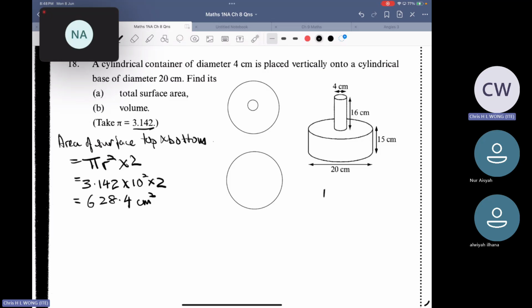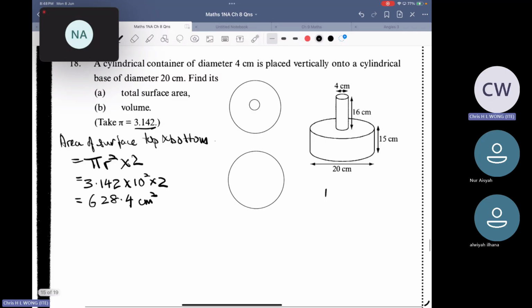Now, the area of the small cylinder, because there are two cylinders, right? One is here. We need the surface area of the small cylinder and the surface area of the big cylinder. So I'll find the area of the small cylinder first. I underline this because I need it later.